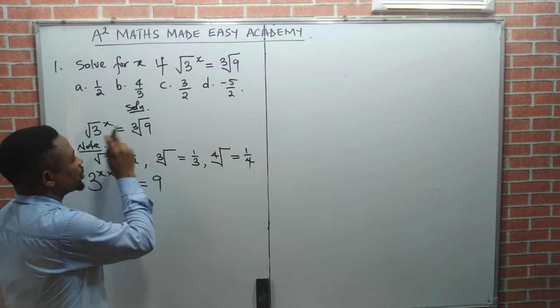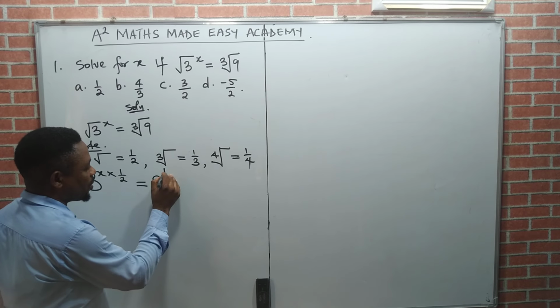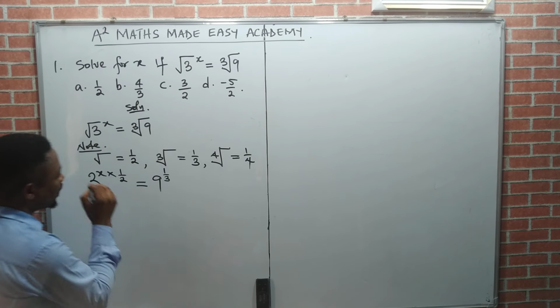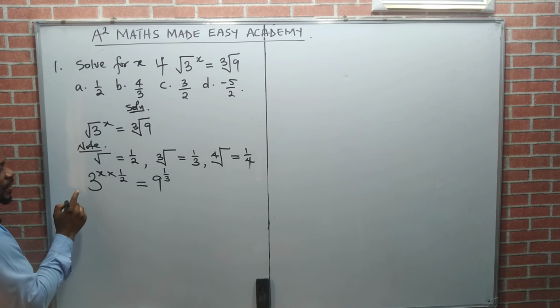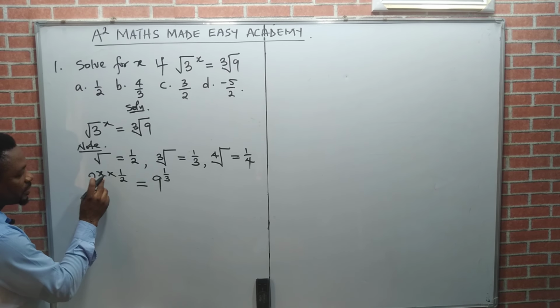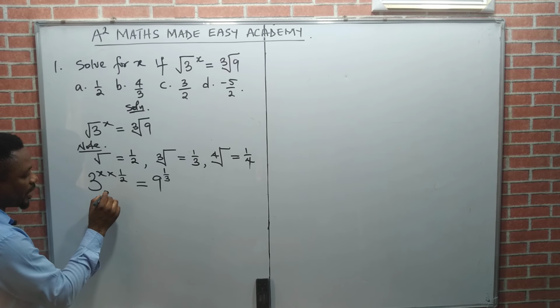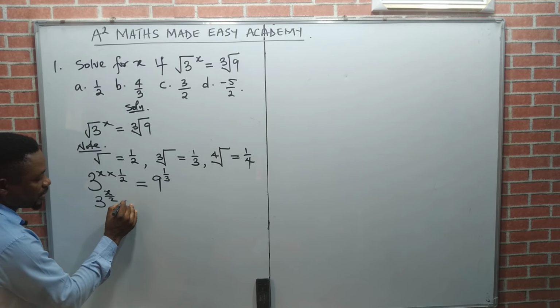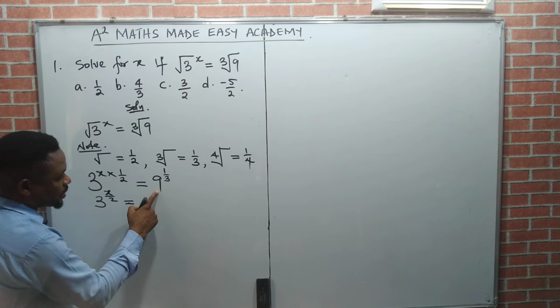This is called cube root, and cube root means that the power is 1 over 3. Now what we are going to do is have 3 to the power of x times 1, which gives us x, all over 2. Then it is equal to 9 to the power of 1 over 3.